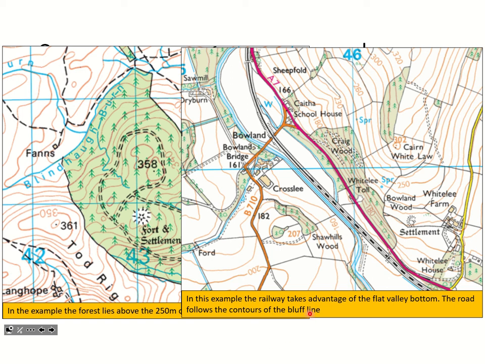Little note to all advanced R pupils, where I'm referring here in the notes to the road follows the contours of the bluff line. The bluff line is the line at the edge of a floodplain before it heads upslope. So here's a river, here's its floodplain, there's the bluff line, the end of the floodplain, and here's the road built following the contours at the bluff line. River, floodplain, bluff line, road following contours.